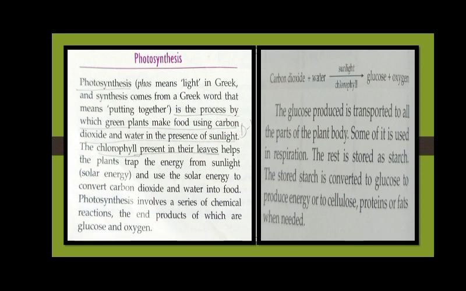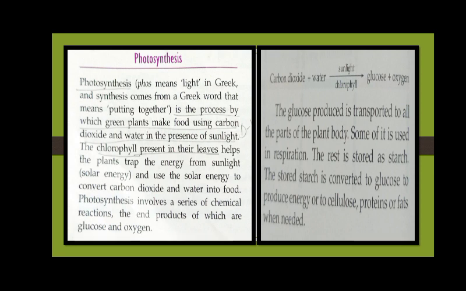As you can see on the right side, there is a reaction of photosynthesis given where carbon dioxide plus water in the presence of sunlight and chlorophyll, which we have written on the arrow, gives as a result glucose and oxygen.